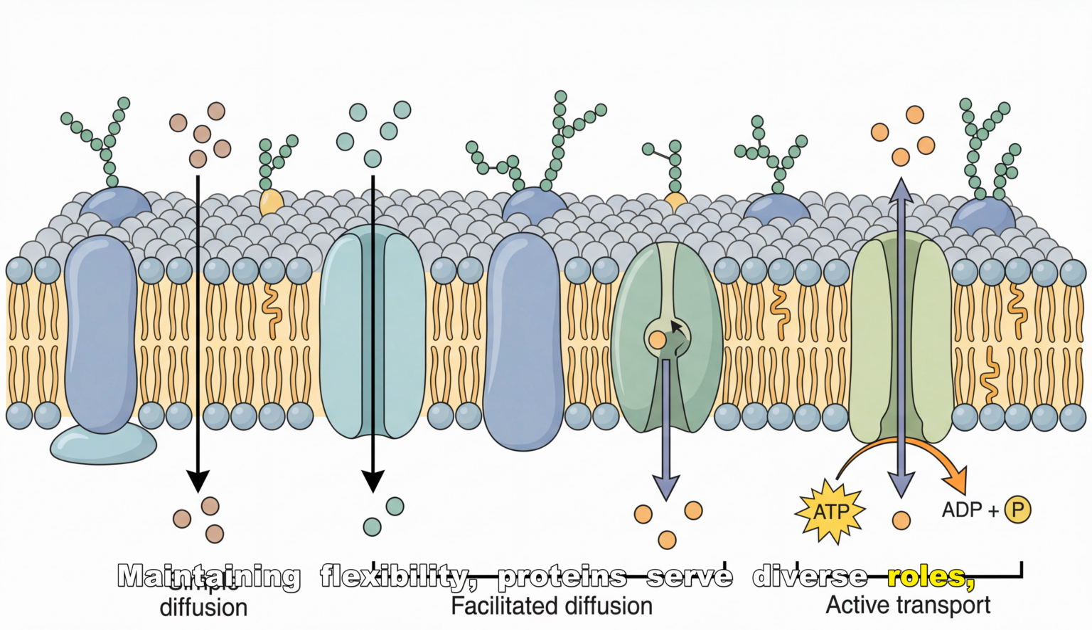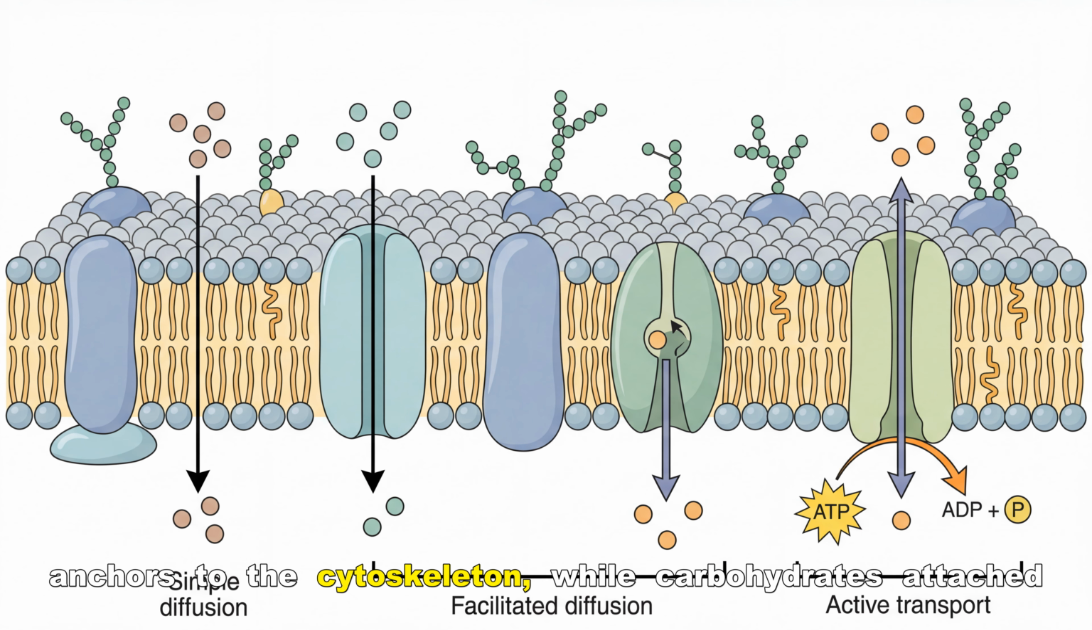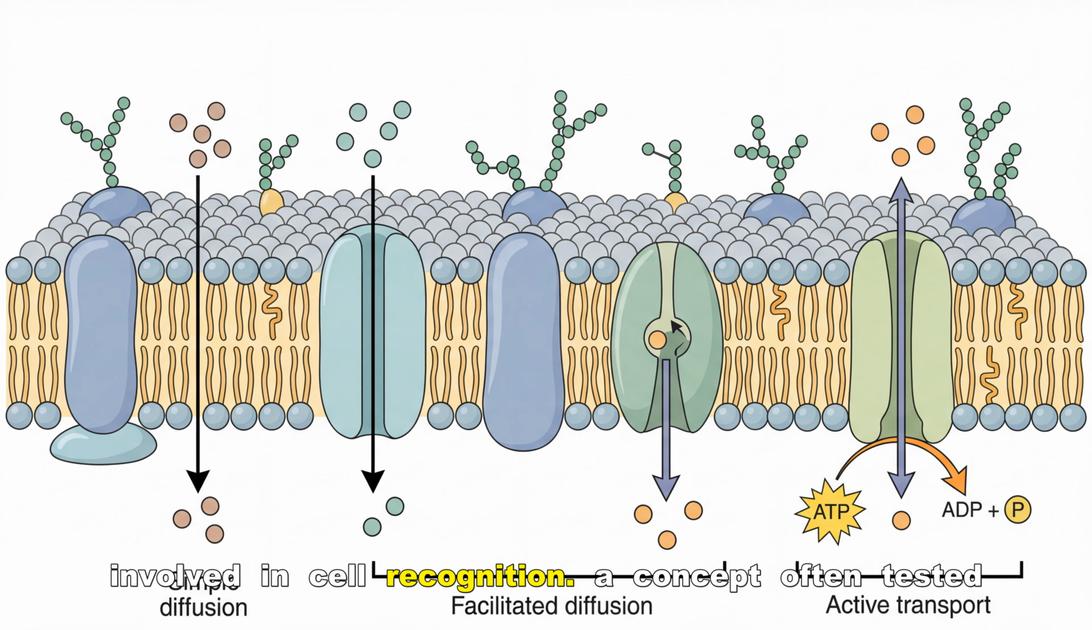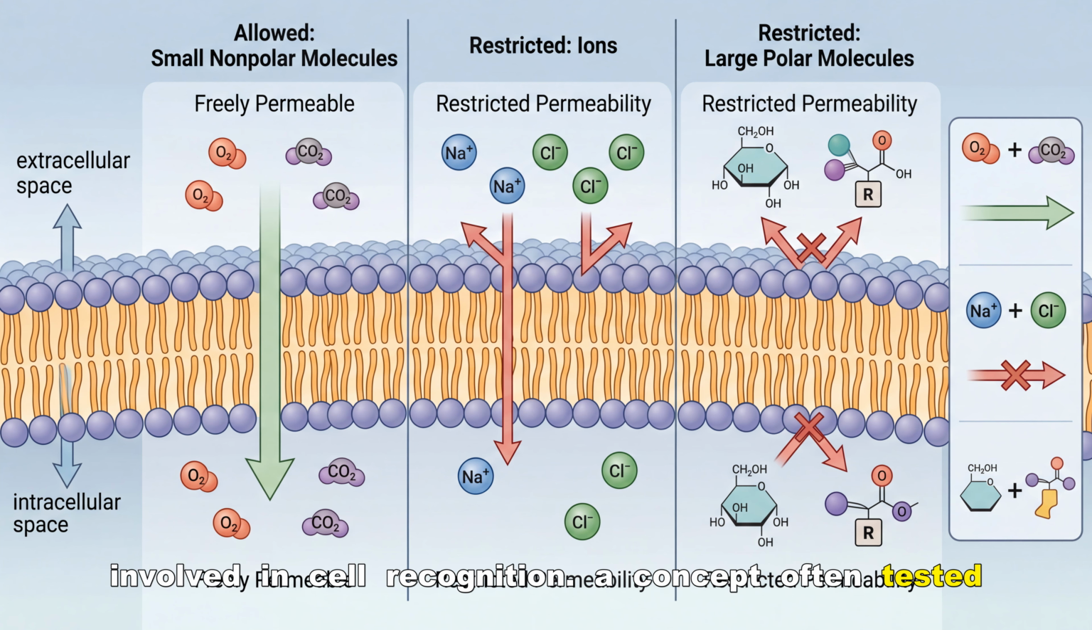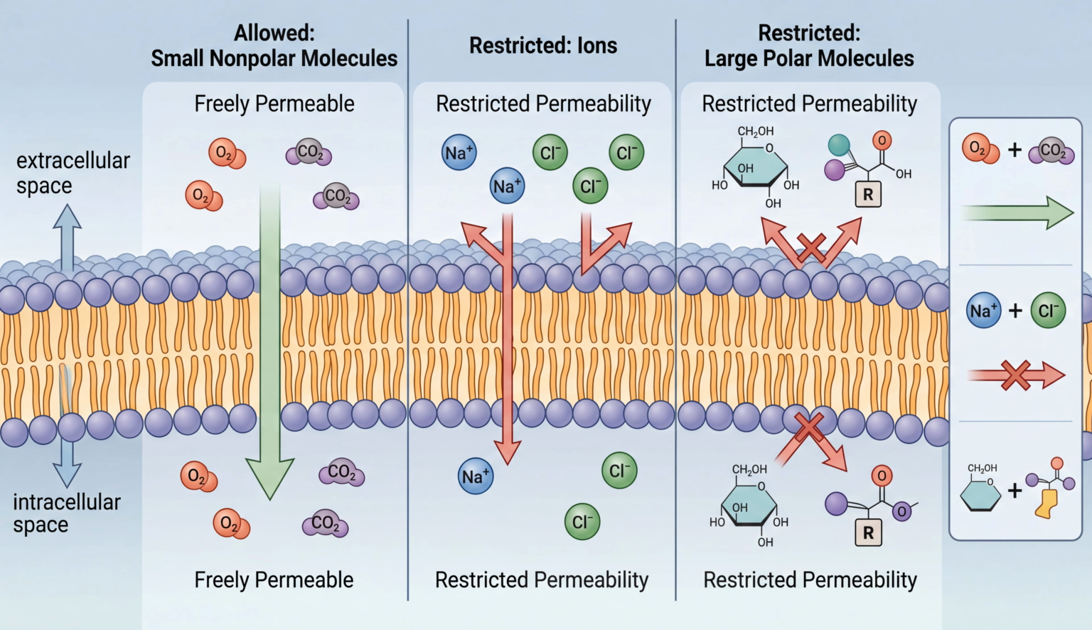Proteins serve diverse roles, including transporters, receptors, enzymes, and anchors to the cytoskeleton, while carbohydrates attached to lipids or proteins form glycolipids and glycoproteins involved in cell recognition, a concept often tested alongside immune system topics. A useful mnemonic is LPC. Lipids form the barrier, proteins do the work, carbohydrates identify the cell.